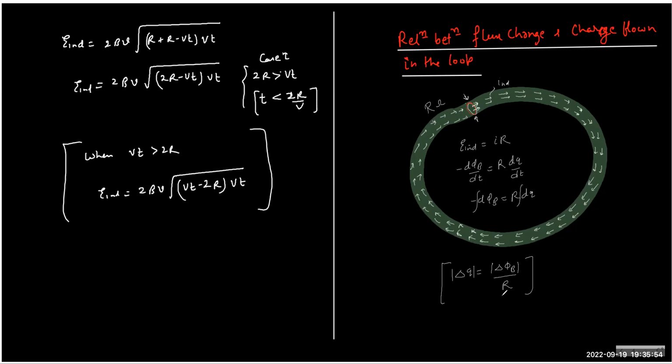So the amount of charge that will cross the cross section of the loop for the duration when flux is changing through the loop is equal to the total change in flux upon the resistance of the loop. Is it clear? Yes. Okay.